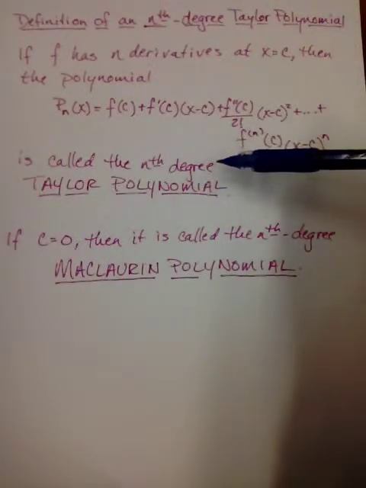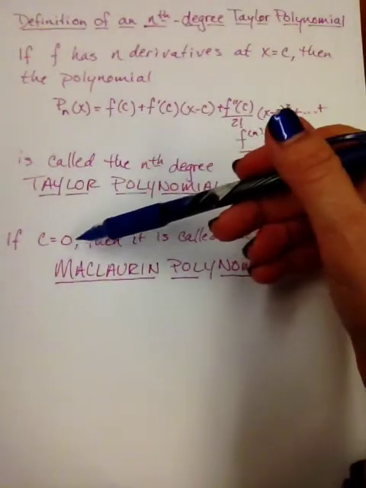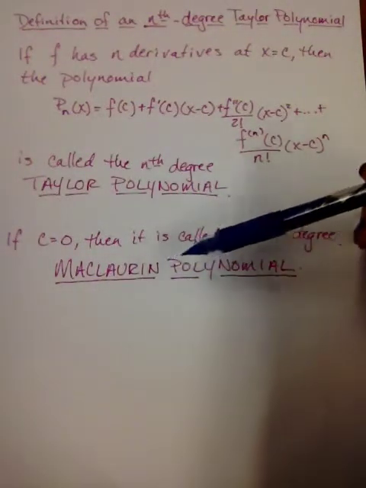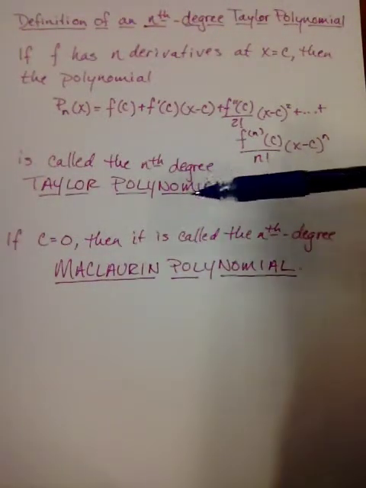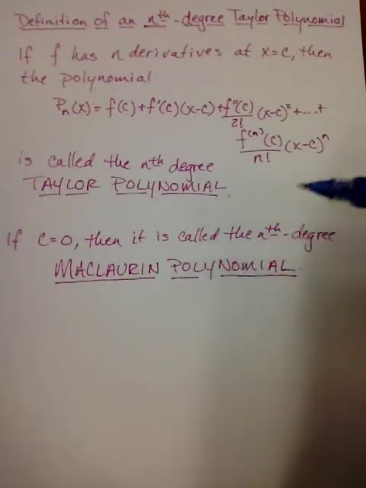So this is called an nth degree Taylor polynomial. If you're centering it at x equals 0, so c equals 0, then it's called the nth degree Maclaurin polynomial. So this is after Brook Taylor, an English mathematician, and then this is after another mathematician, Maclaurin.